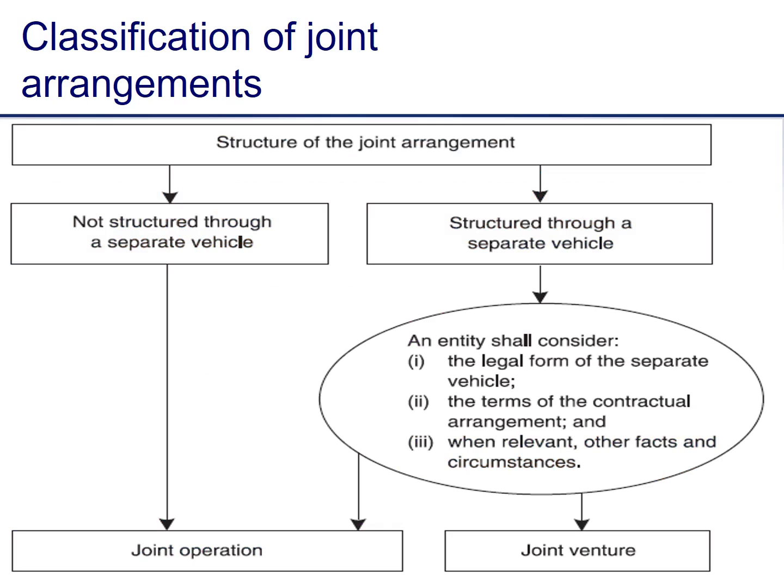The standard provides some guidance in this regard. It says, well, when we consider the structure of the joint arrangement and what type of arrangement you've got, if you've got a joint arrangement that is not structured through a separate vehicle, that will typically automatically get you to a joint operation classification. Where you've got a separate vehicle in place, then you need to consider what is the legal form of the separate vehicle, the terms of the contractual arrangement, and any other relevant facts and circumstances to decide whether you've got a joint operation or a joint venture.